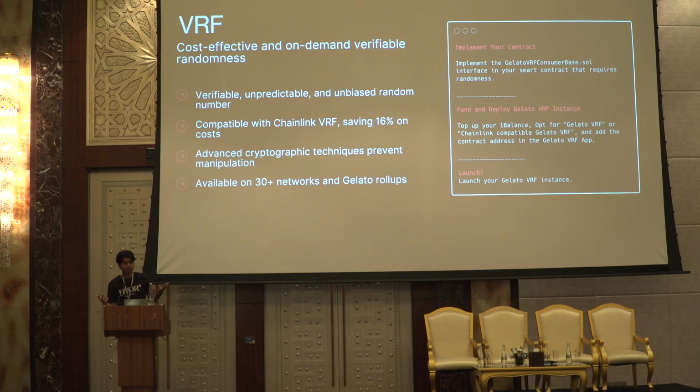So it's a three-step process, similar to what we have for Relay and VRF. You pretty much inherit one of the consumer-based contracts which you have. You fund, and you top up your 1Balance, and spin up your Gelato VRF task with your consumer contract. And yeah, you just launch your VRF instance, and that will pretty much deliver randomness every time a request randomness event is emitted. So that's how that works in general.